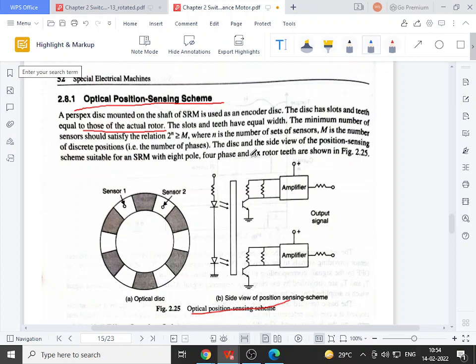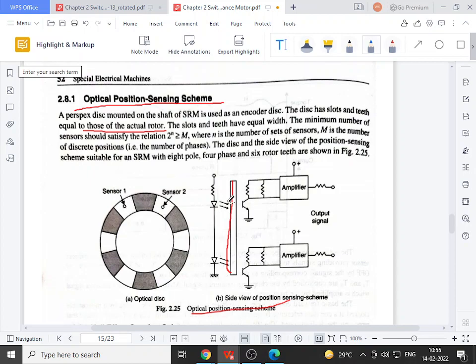So this disc is generally mounted on rotor shaft. So this is actually the front view. The side view is like this. Now if you look towards this side view, this is actually the disc. There are sensor holes provided on the slots of this particular disc. Okay, so these are the slots of disc. So there are sensor holes provided.